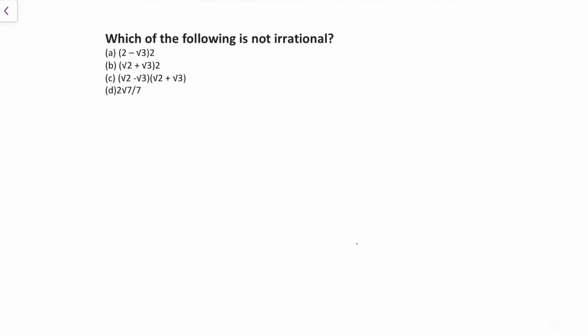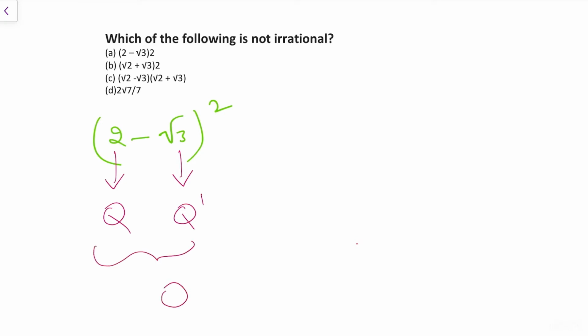Next, which of the following is not irrational? Actually all these options have squares. The first option is given as 2 minus root 3 whole square. Now if we observe this clearly, here 2 is a rational number, whereas root 3 is an irrational number. So one is a rational number and one is an irrational number. If you do addition or subtraction in this case, that will be an irrational number only. For this irrational number we are doing square again. For an irrational number, if you square again, definitely we will get an irrational number only. So option 1 we can remove.